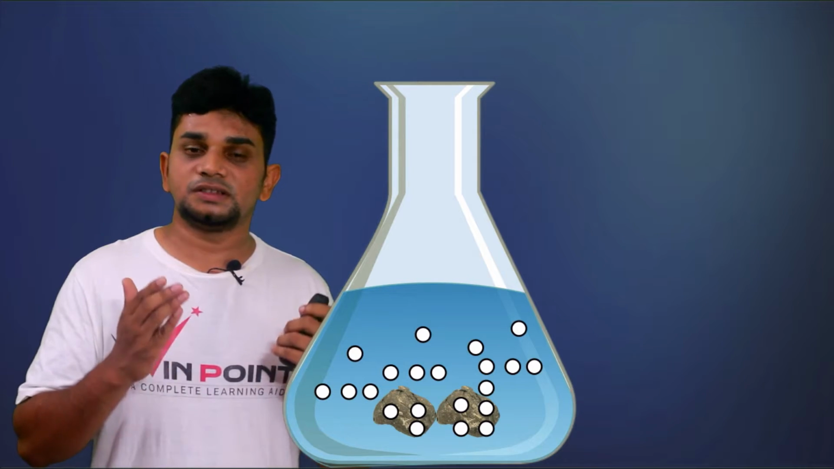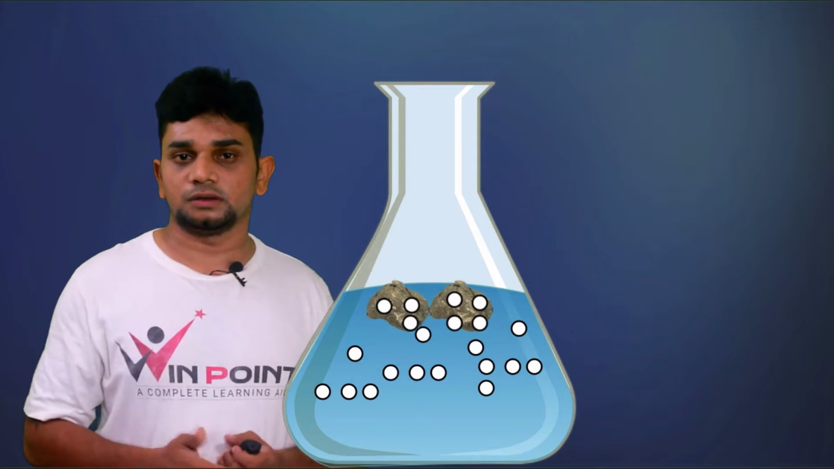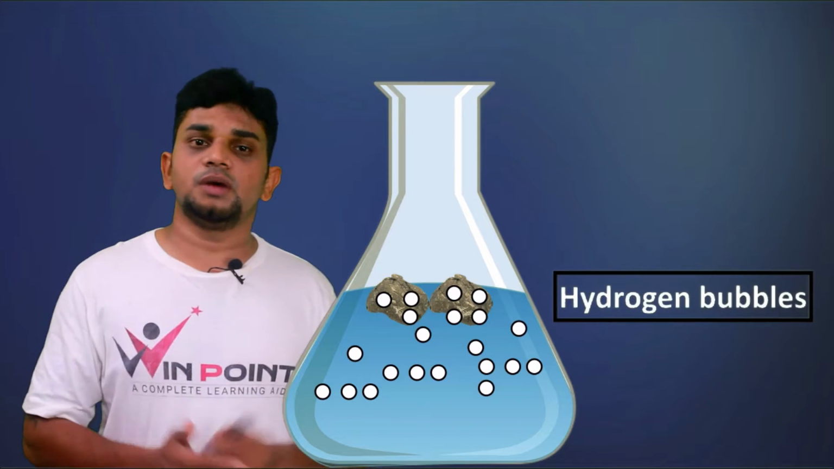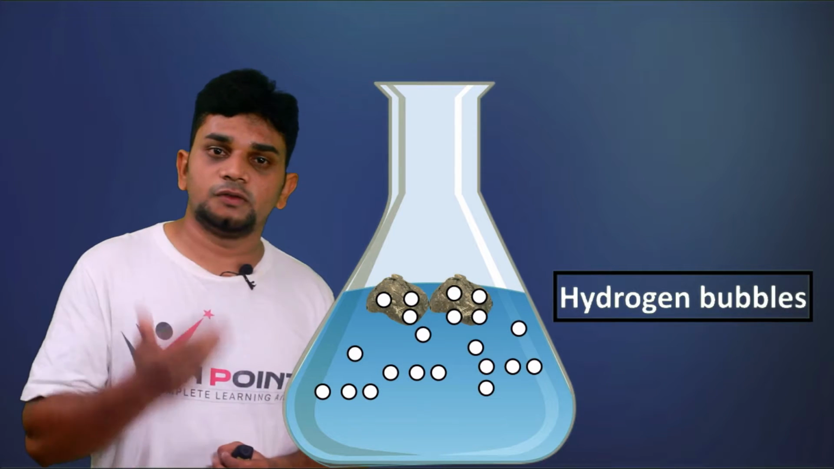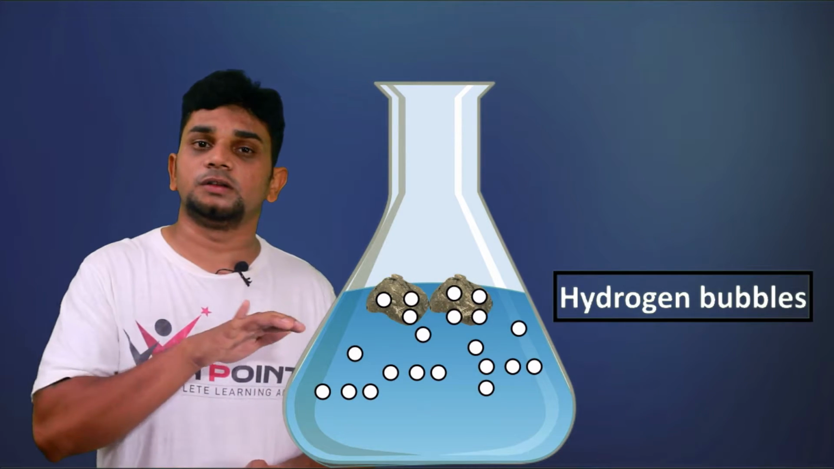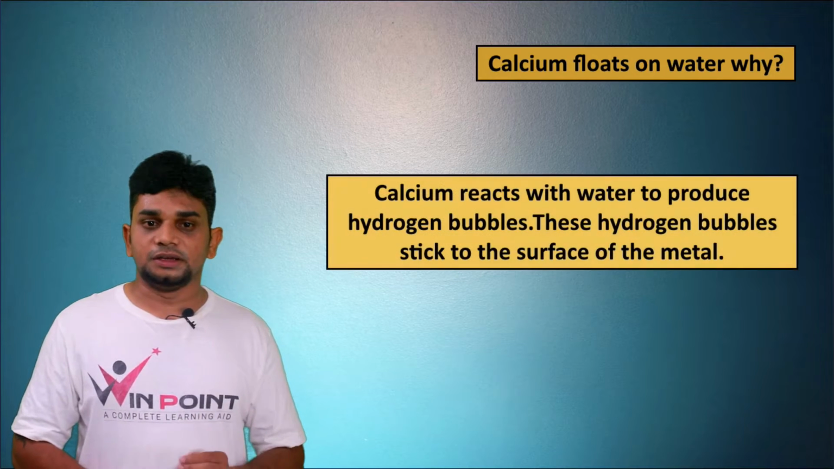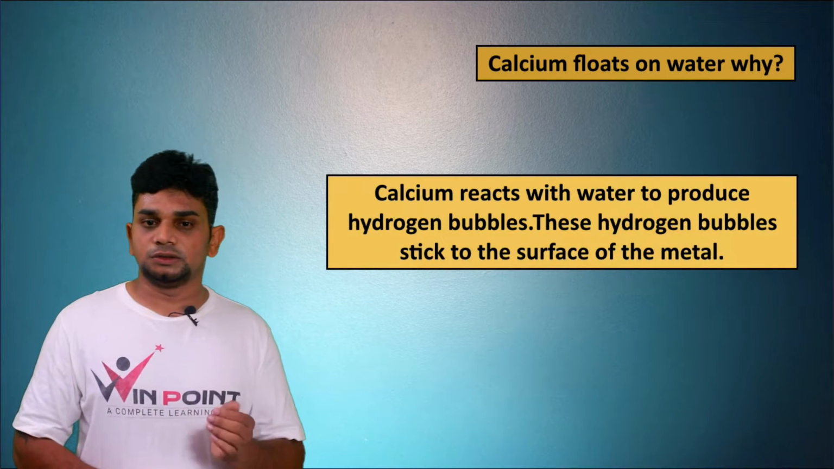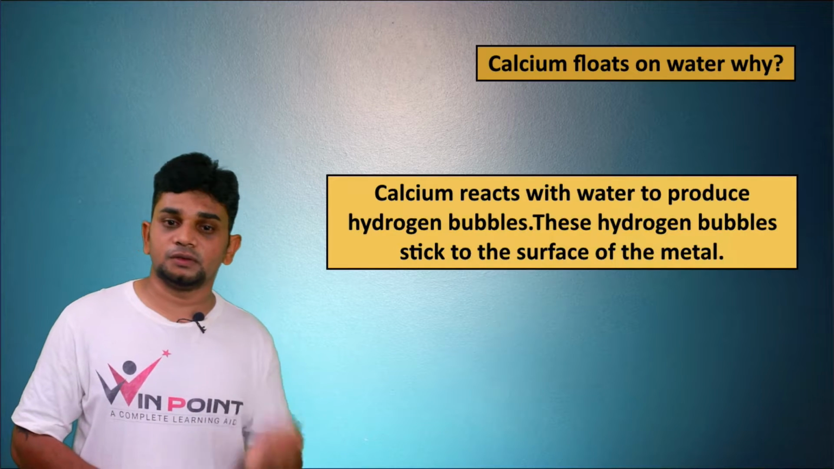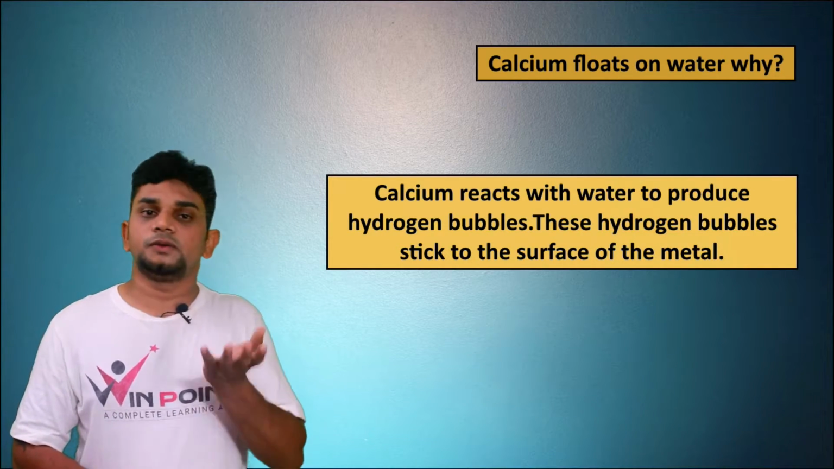Because of this sticking, the calcium metal is going to float on the surface of water. So the reason for floating is hydrogen bubbles. The hydrogen bubbles are sticking on the surface of calcium, and we can see that the calcium metal is floating on the surface of water. Calcium floats on water. Why? The reason is calcium reacts with water to produce hydrogen bubbles. These hydrogen bubbles stick to the surface of the metal. These bubbles are going to stick on the surface and it will float.